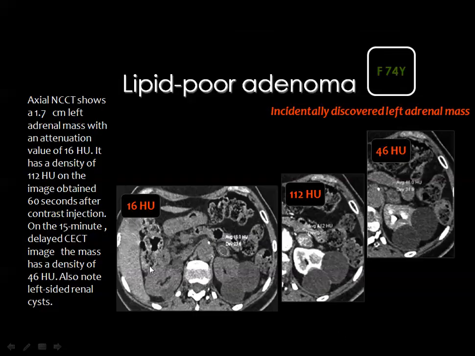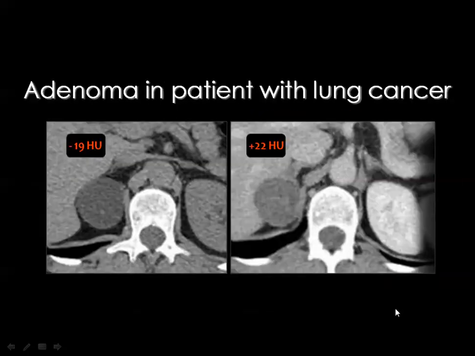This is a pre-contrast scan, and after contrast, then the delayed scan. The kidney has two big simple cysts, but our concern is here in the adrenal mass. In the pre-contrast scan, the density is 16, and this does not fit with lipid-rich. Then after contrast injection, you get 112 Hounsfield unit, and in the delayed 10-minute scan, you see washout by more than 60%. And this is what we call lipid-poor adenoma.